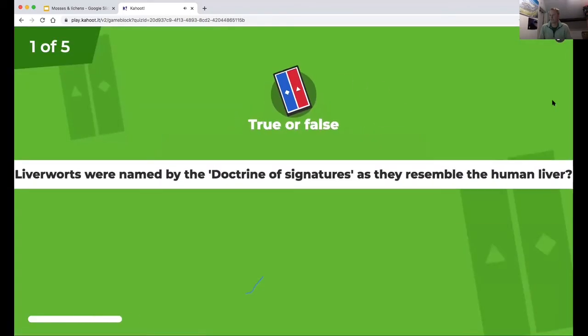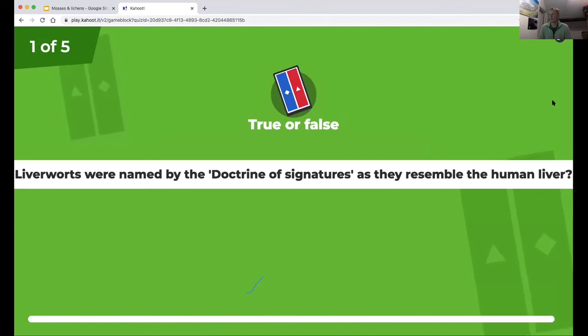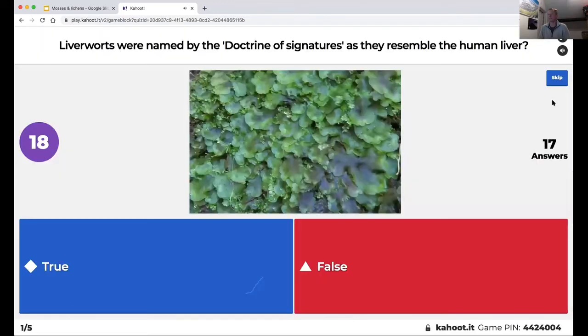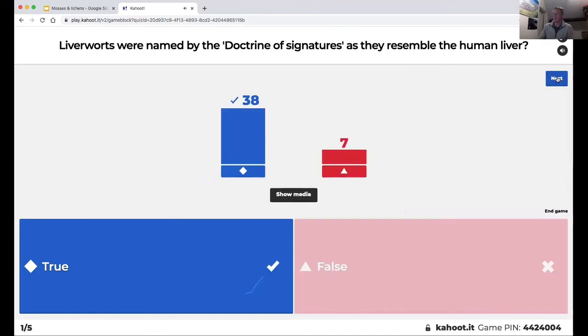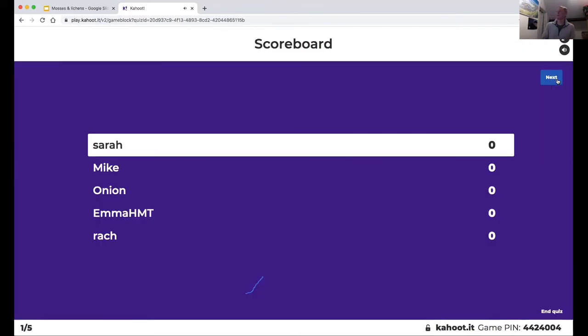True or false? Liverworts were named by the doctrine of signatures because they resemble the liver. It is true. So in Latin, they're known as hepatici, so like hepatic and your liver function. So yeah, well done there, Sarah.